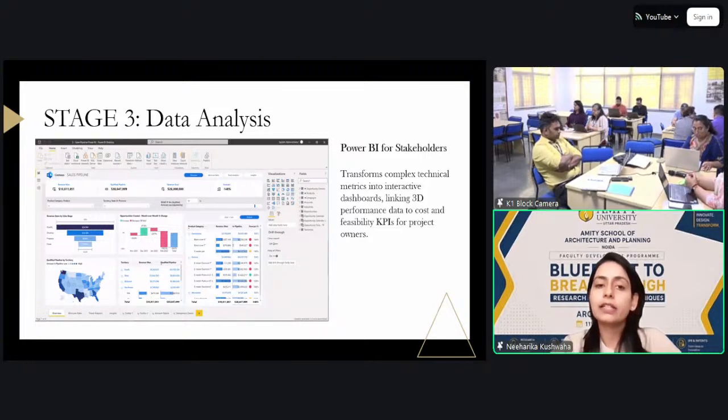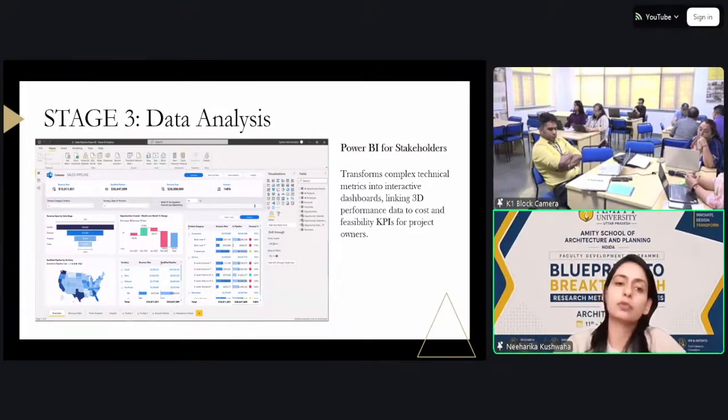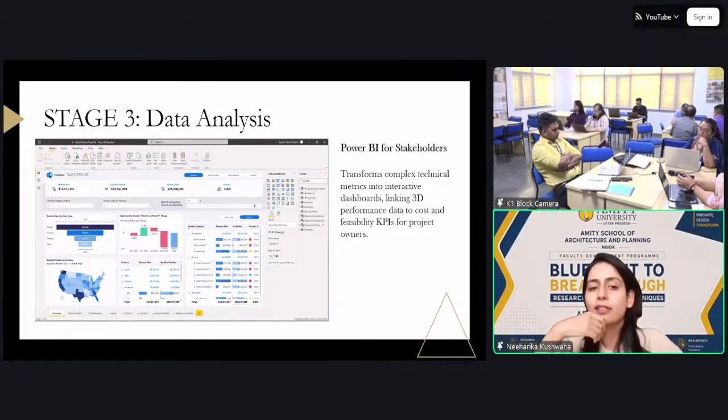And lastly, in the data analysis is the Power BI. Power BI is something where communication becomes important in research and it supports that. So it helps you to move beyond those very redundant pie charts and bar graphs that you represent your data analysis with, and it helps you to present them into this matrix of dashboards where you can link out your feasibility KPIs, where you can link your performance data to different parameters you want to attach onto.